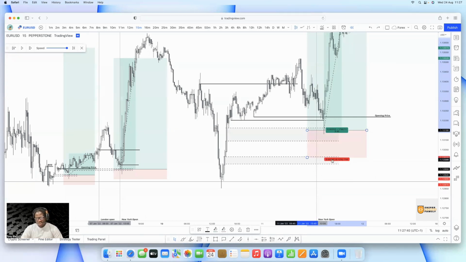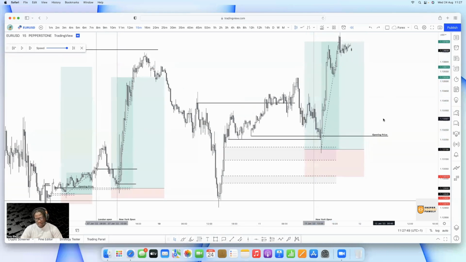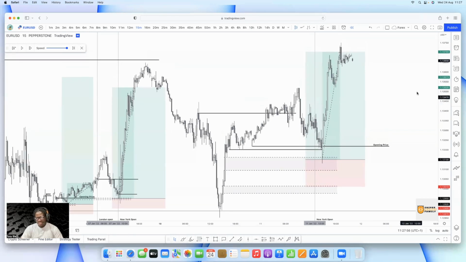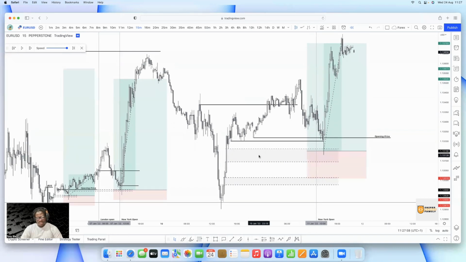So price could come into this imbalance, wick down here and reject. Okay, it is possible for that to happen. Even if it comes down here, you are still buying what's below the opening price. So it could happen. You understand? But then we have 2 imbalances, it could reject from here, it could reject from here, and the price just chose to reject from this one.